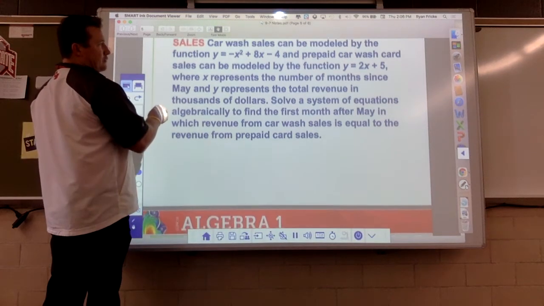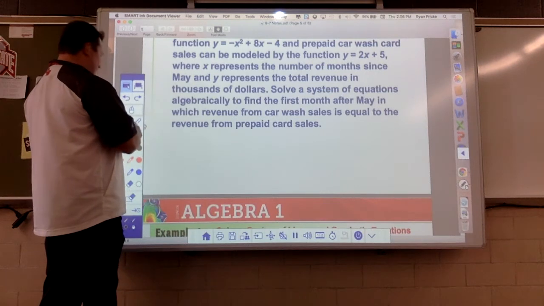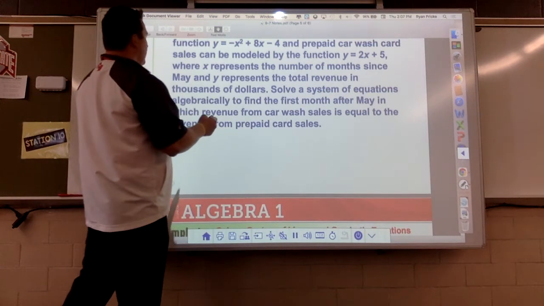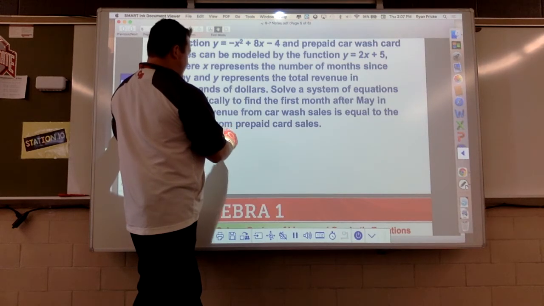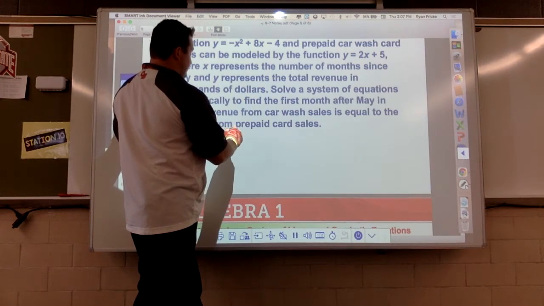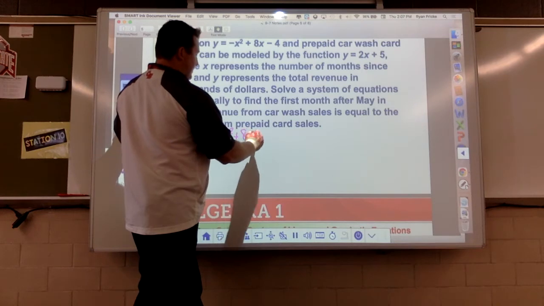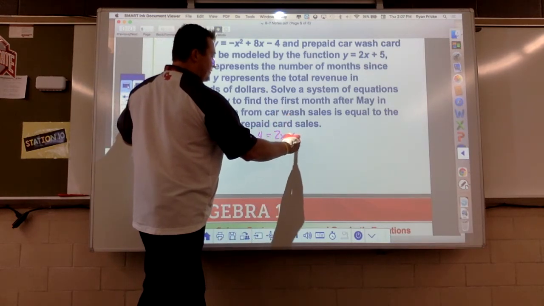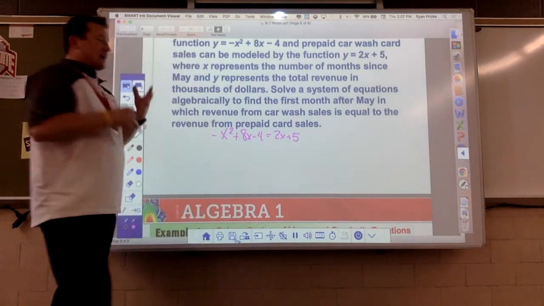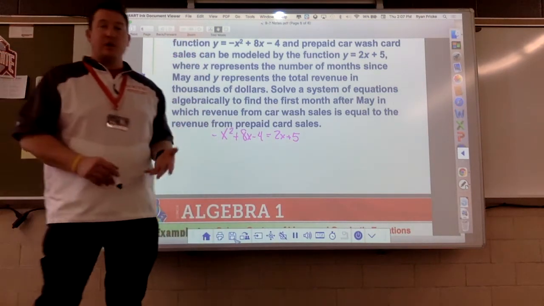I do not have a lot of room on here. Let me squeeze this up. So basically, guys, what we're going to do is take this negative x squared plus 8x minus 4, and set that equal to the other one, 2x plus 5. Basically, we're solving this equation.